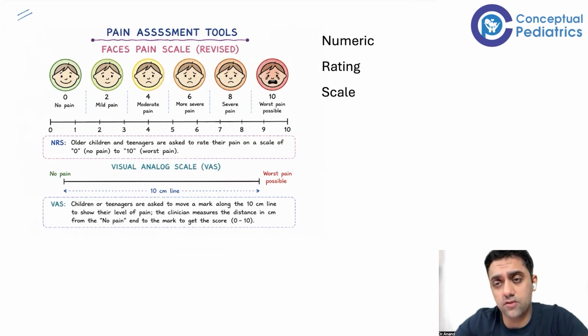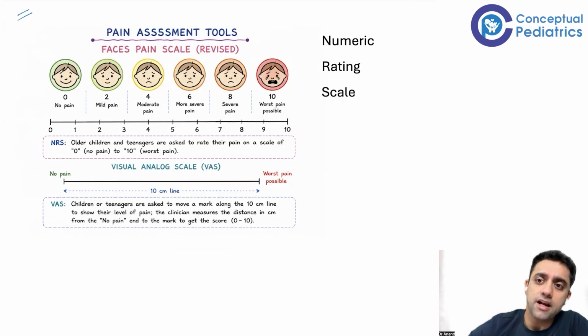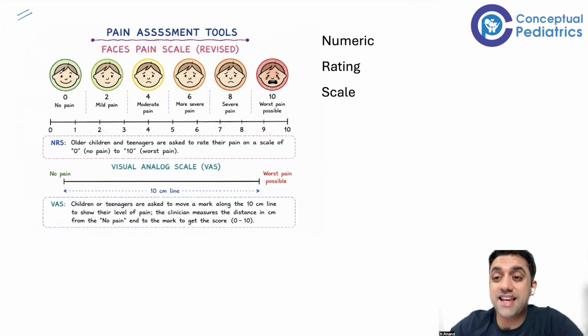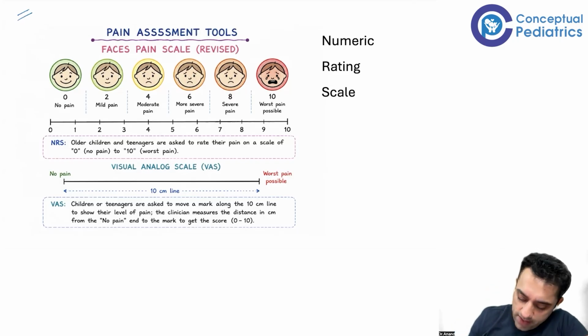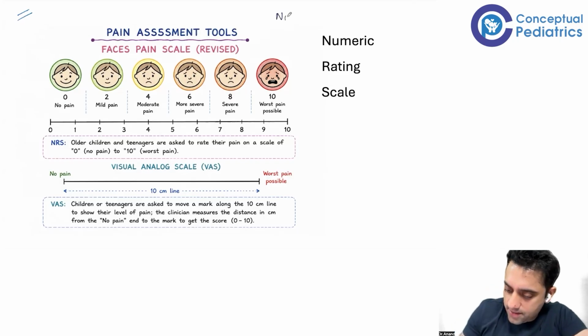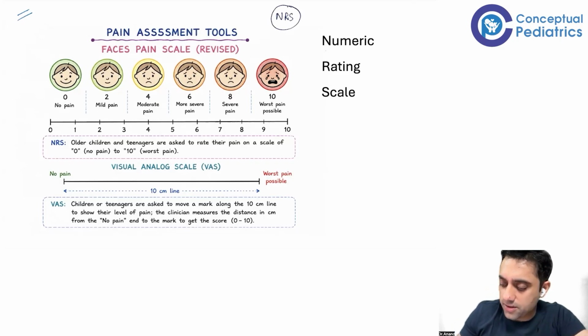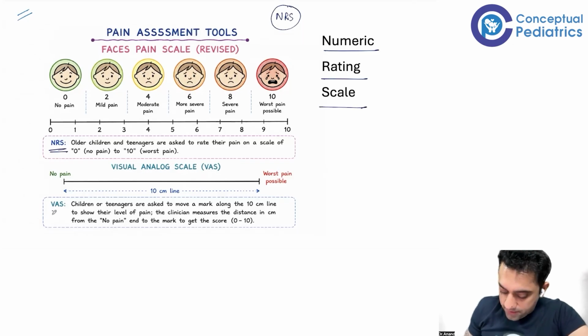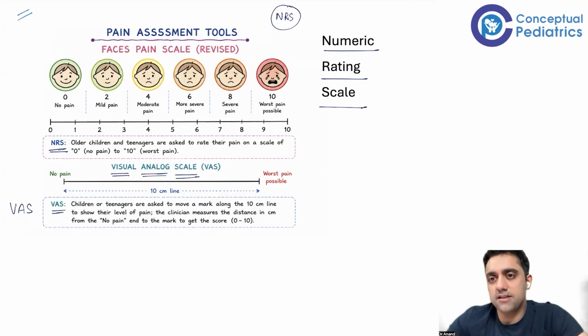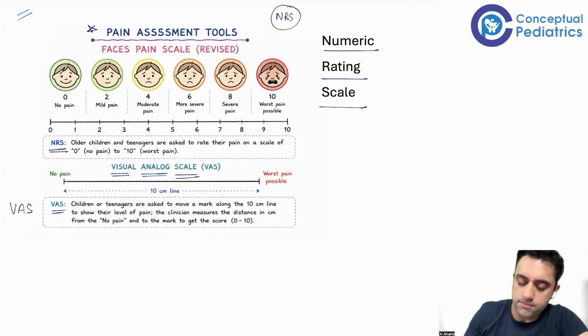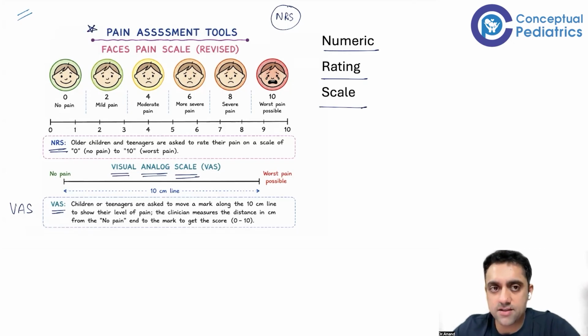Whenever we give a vaccine to a baby, they always ask about some scales. Very importantly, there is something known as NRS, which is nothing but the numeric rating scale, and something known as VAS. VAS is the visual analog scale. The Nelson book has written this; just know the names, these are the pain assessment tools.